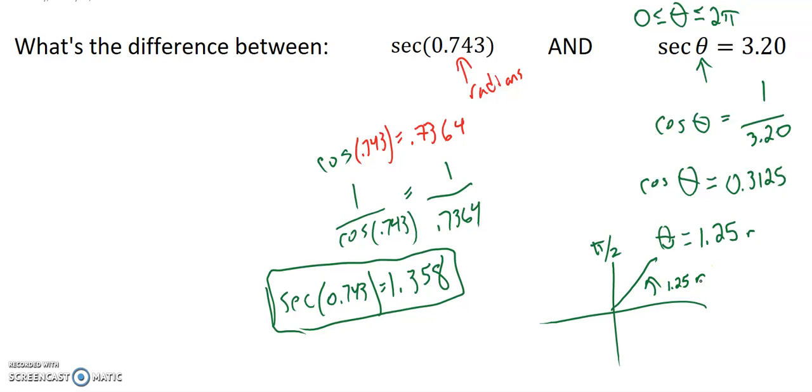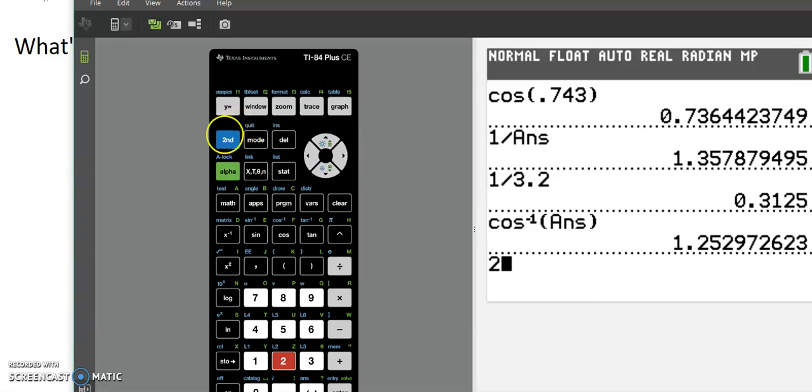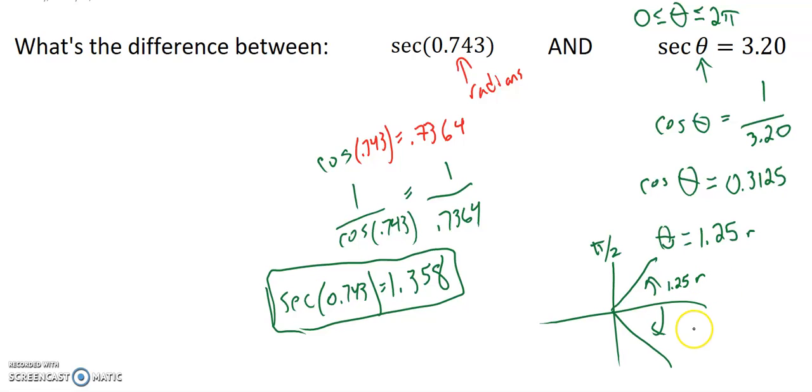But remember, there's another spot on the unit circle where cosine is positive, or therefore secant is positive, and that's down in the fourth quadrant. If I go back 1.25 radians, how do I find that? I'm going to do 2 pi minus my answer, and I get 5.03 radians. So theta is also equal to 5.03 radians, which would be that angle right there.